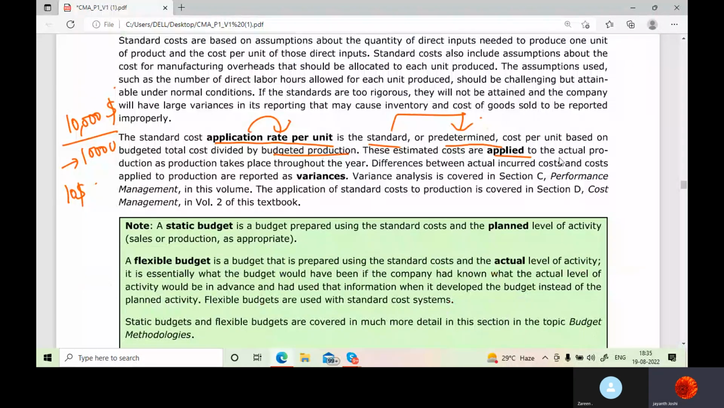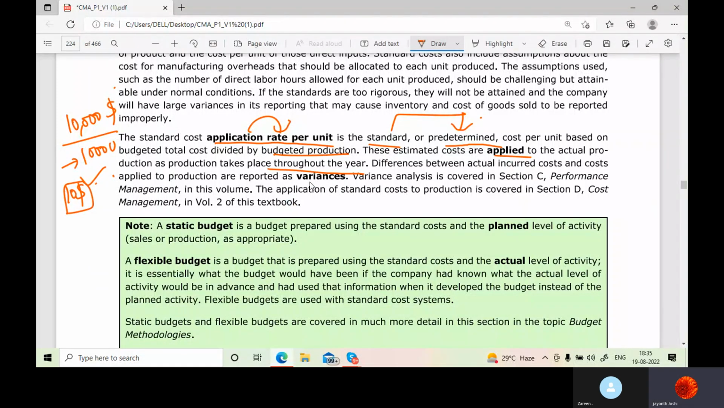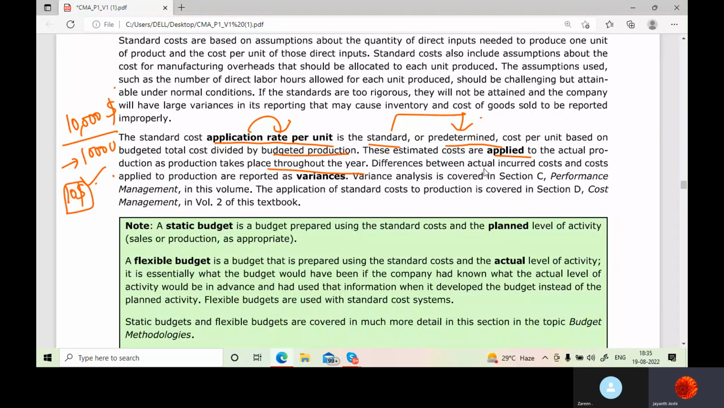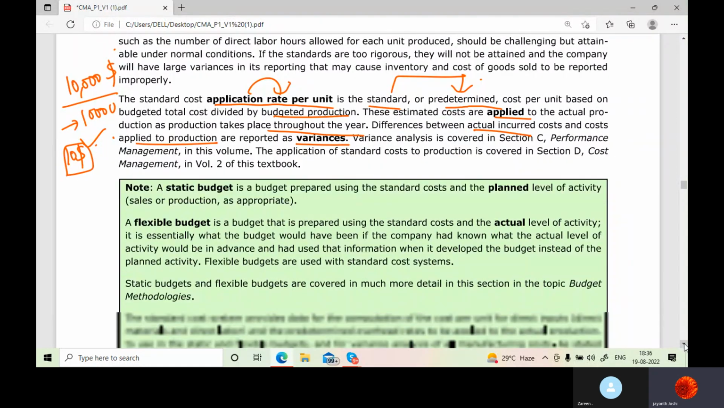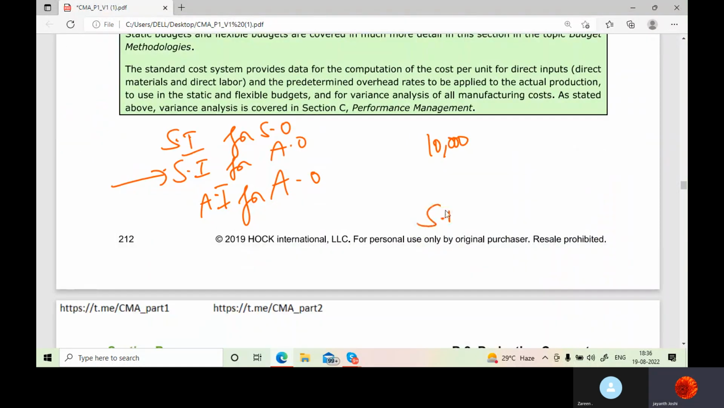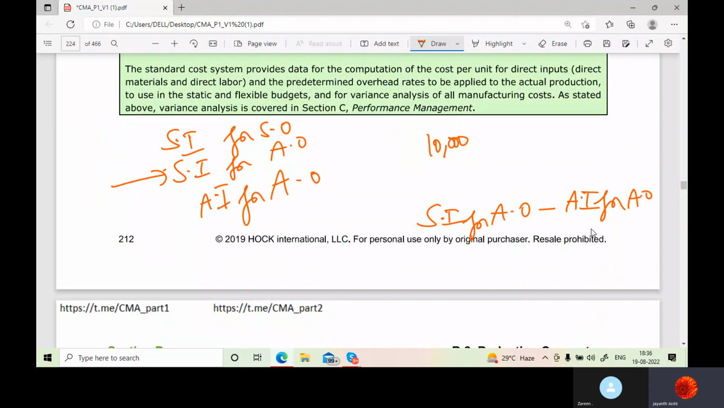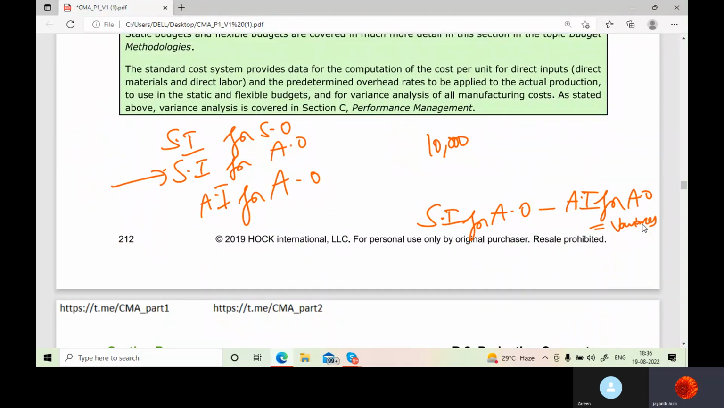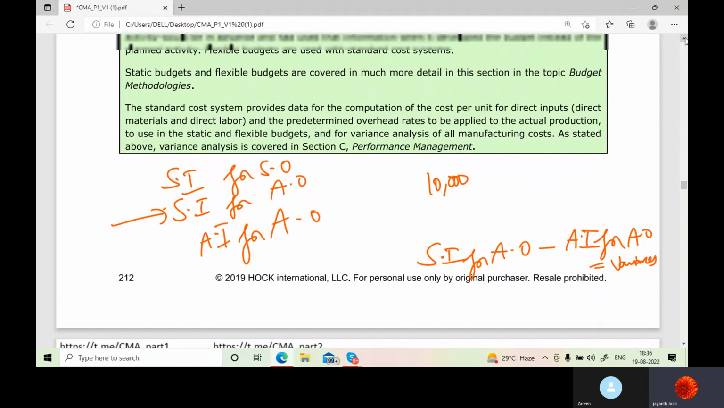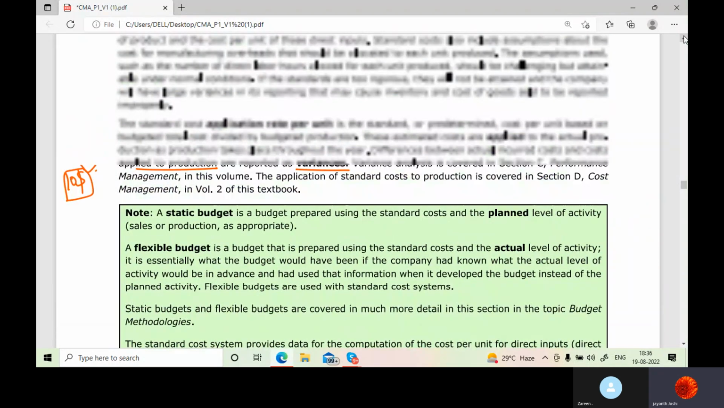So these estimated costs are applied to the actual production. That's what I'm saying, as production takes place throughout the year. So this cost you have estimated, you will be multiplying with the actual production to get the total cost for that particular activity. Differences between actual incurred cost and cost applied to production are reported as variance. That means standard input for actual output minus actual input for actual output would create variances. Very simple. Okay. That we will be learning in the next topic of variance analysis.